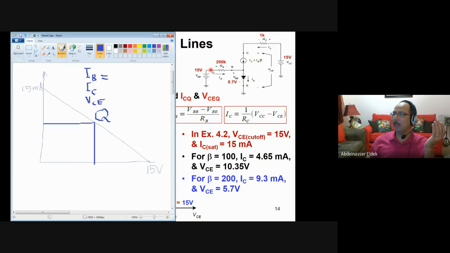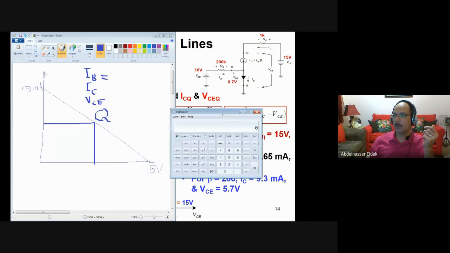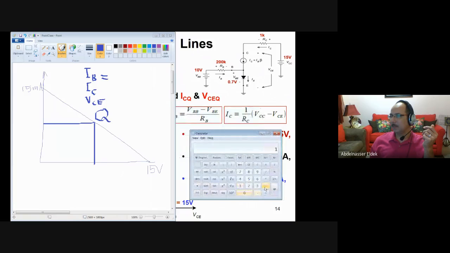Then IB equals 10 volt minus 0.7 divided by 200K. So let us calculate it. Let's get a calculator: 10 volt minus 0.7, divided by 200K. So this is 0.0465. And since you are dividing over K, it will be milliampere. This is the base current.